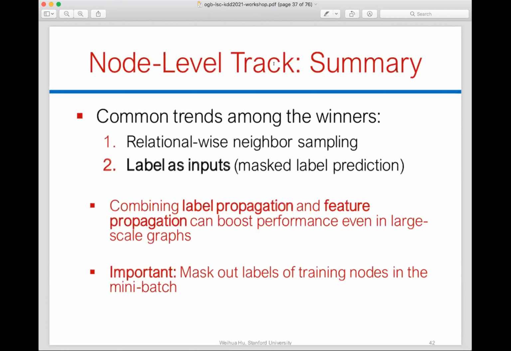And we see that this can boost performance quite heavily, even in large-scale graphs, where we would expect that the huge amount of data is already sufficient to predict the given label. And one important step here is that we need to mask out the labels of training nodes in the mini batch to ensure that there is no data leakage.